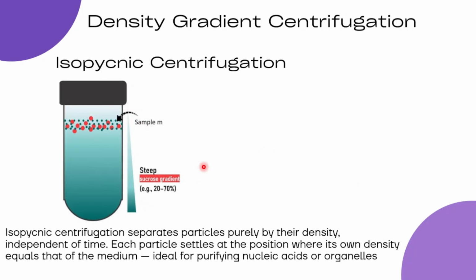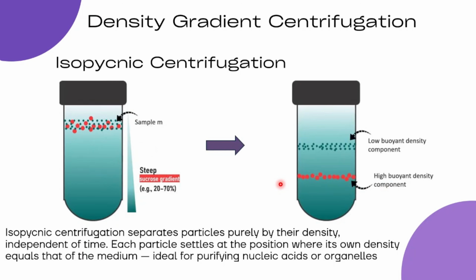In isopycnic centrifugation, particles separate purely by density, independent of time. So each particle settles at a position where its own density equals that of the medium. This method is ideal for purifying nucleic acids or organelles. Also, in isopycnic centrifugation, there is a steep sucrose gradient, so it's between 20 to 70%. So, this is a much more concentrated sucrose mixture. And after centrifugation, particles with high buoyant density migrate to the bottom, and those with low buoyant density remain at the top.